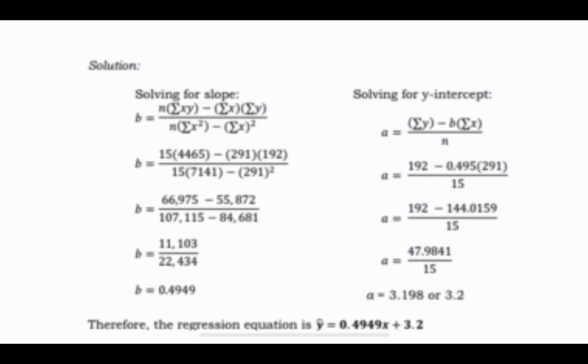The answer in solving for slope is 0.4949 and the y-intercept is 3.198. It is converted to 3.2. That is the regression equation.